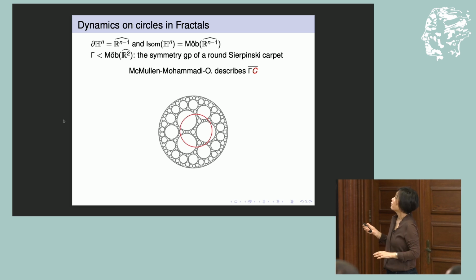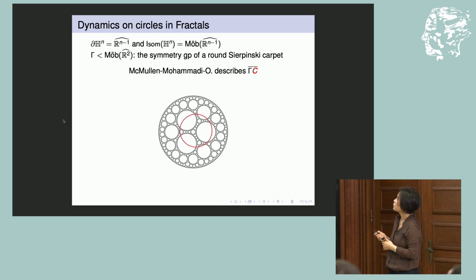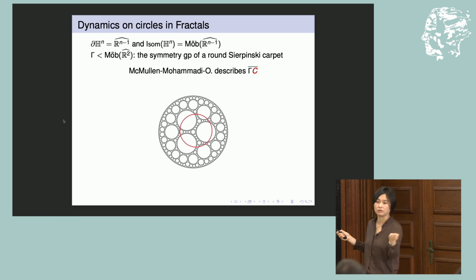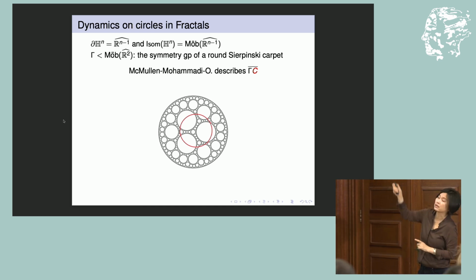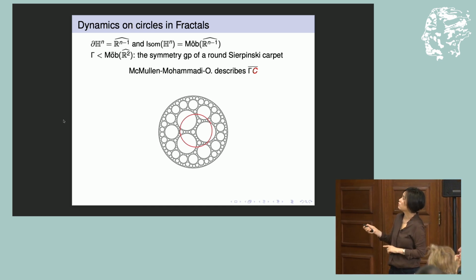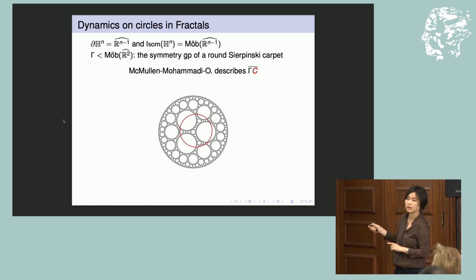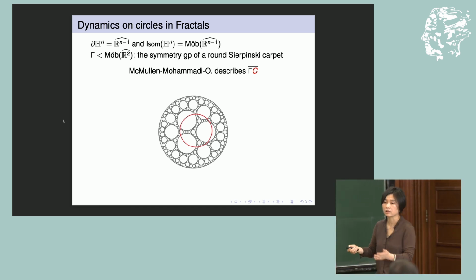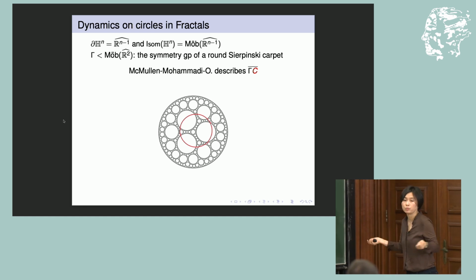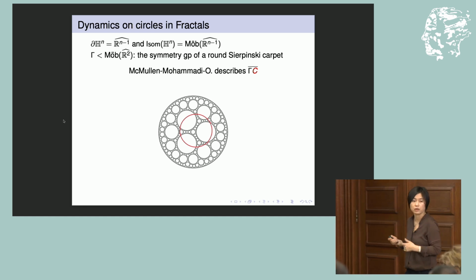Then in my work with McMullen-Mohammadi, what we had to do is this. Draw an arbitrary circle here. You give me a circle; I don't get to choose my circle. You say, okay, I'm interested in this red circle, and tell me about the orbit of this circle under this symmetry group. So gamma is a countable group, and then I have countably many circles here. And then we had to describe what is the closure of this gamma C in the space of all circles. This is what we had to do.